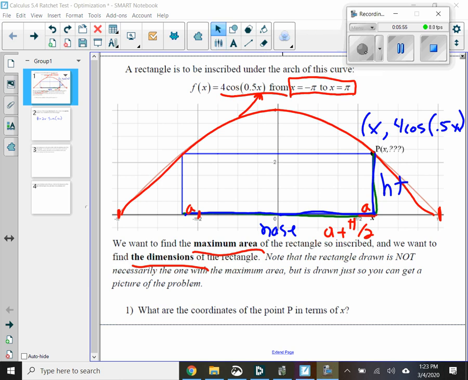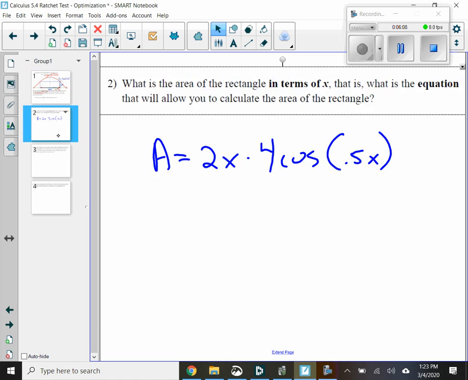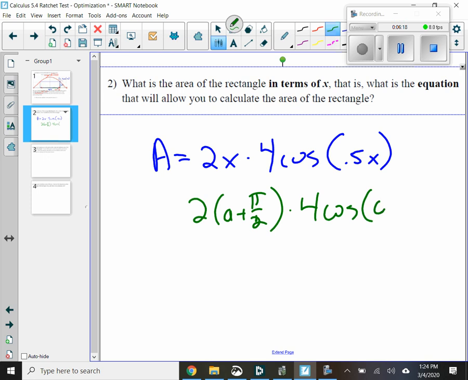So my question is, what did you have for the area? What was your formula for the area then? For number 2. Yeah. A equals 2 times A plus pi over 2 times 4 cosine 0.5A plus 0.79. Plus what? 0.79. Oh, A plus pi over 2? Yeah, I did 0.5 times pi over 2. Yes.